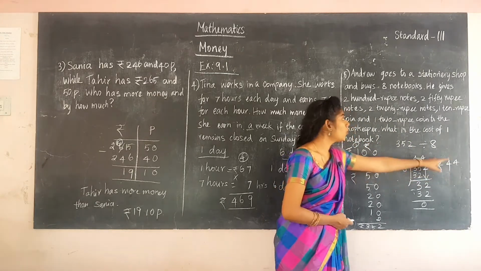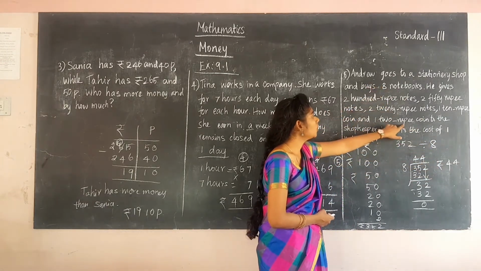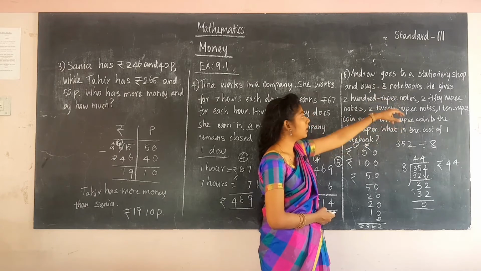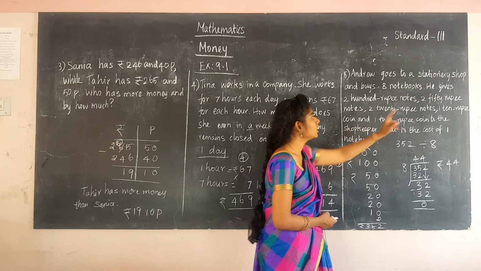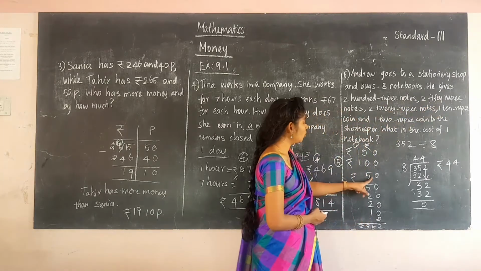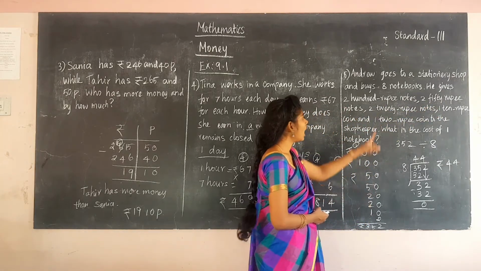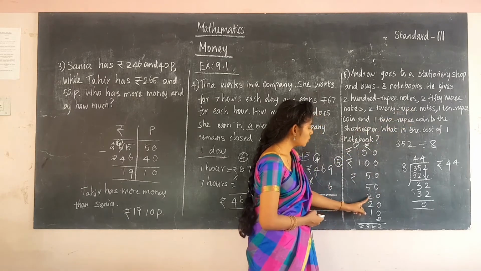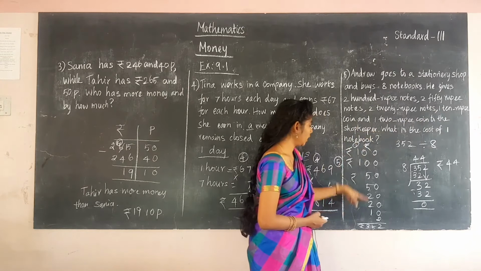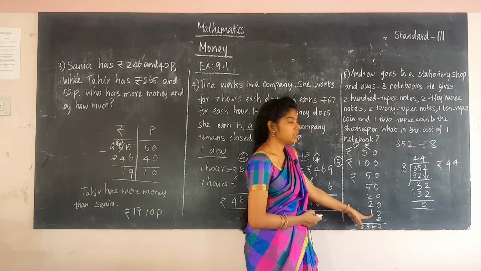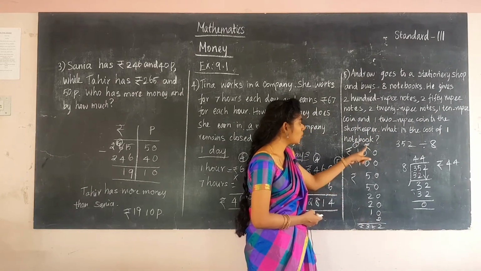Rupees 44. First, we have to calculate all the notes, how much he has given. Here 200 rupee notes that I have written, then 250 rupee notes I have mentioned, and then 220 rupee notes, and 1 10 rupee coin. It's always rupees, so I am writing in rupees only.